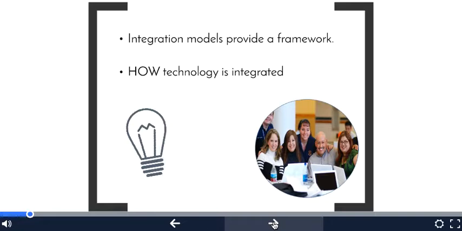Because a lot of teachers just think that by throwing technology into the classroom, you get these iPads and you just give them to the kids, it's going to make the learning so much better. But it's not just that the technology is implemented, it's how the technology is integrated in the classroom that's going to make it successful or not.